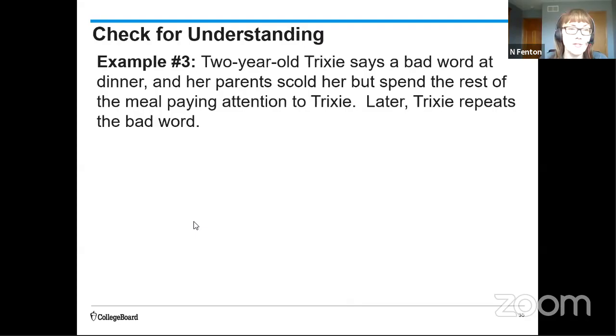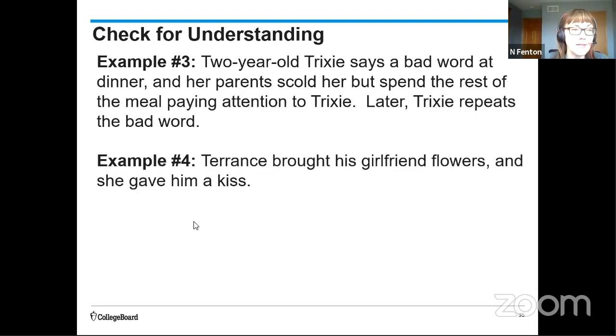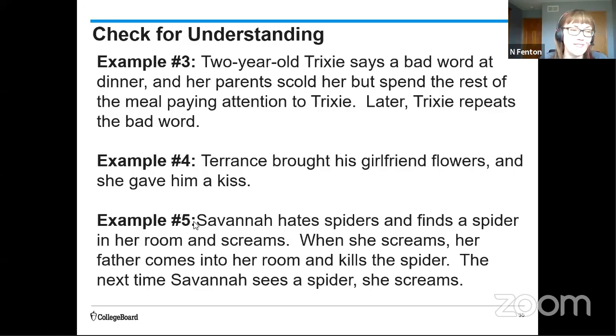Next example, 2-year-old Trixie says a bad word at dinner and her parents scold her, but spend the rest of the meal paying attention to Trixie. Later, Trixie repeats the bad word. Number 4, Terrence bought his girlfriend flowers and she gave him a kiss. Number 5, Savannah hates spiders and finds a spider in her room and screams. When she screams, her father comes into her room and kills the spider. The next time Savannah sees a spider, she screams.